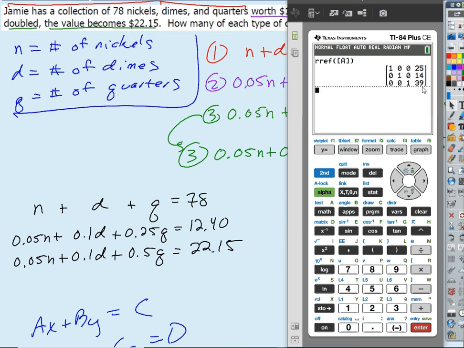Would this work with, like, 2 variable equations? Yes, it would. This would work with 2 variable equations as well. If you wanted to solve a 2x2 system, you would start with a 2x3 matrix. You could have a column for x, a column for y, and a column for the answer, the constant. Make sense?